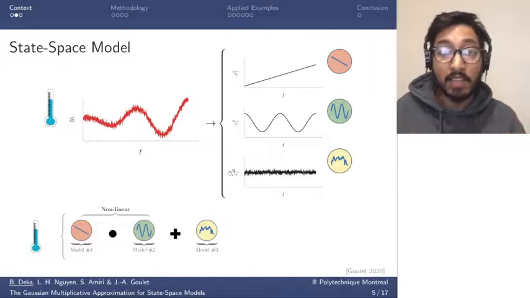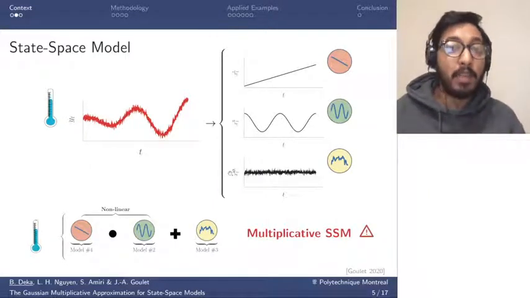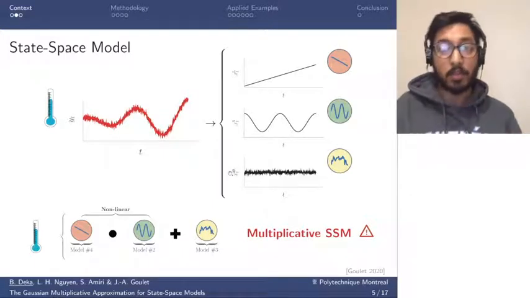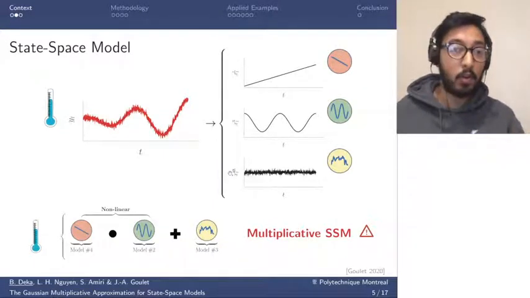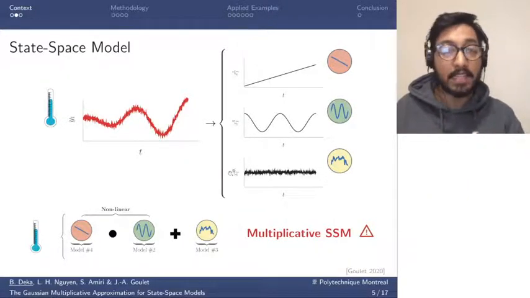Now this creates a nonlinear model. So we now have a multiplicative state space model because there is a multiplication of a local trend times the periodic, and this is a model for which we do not have an exact inference.